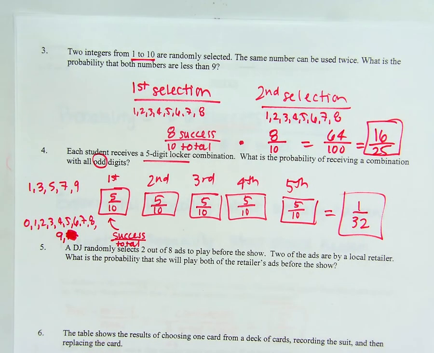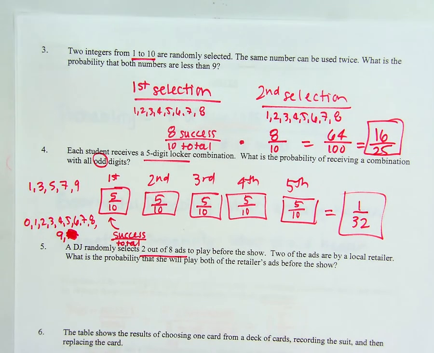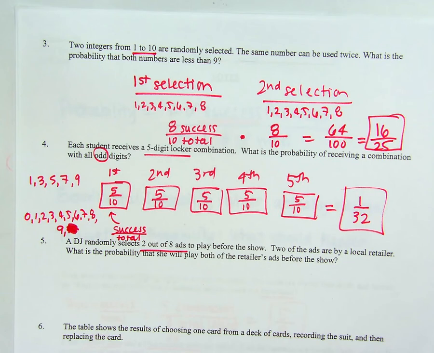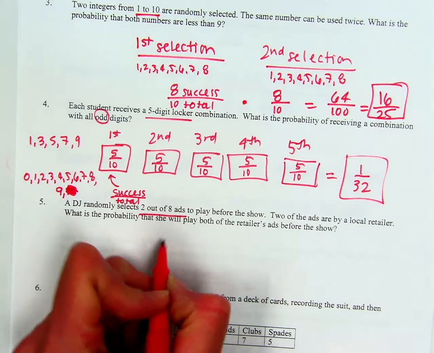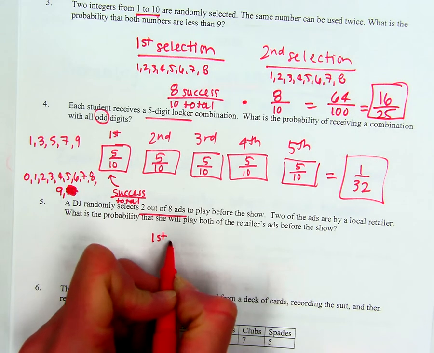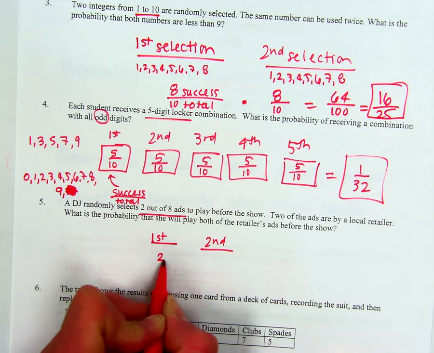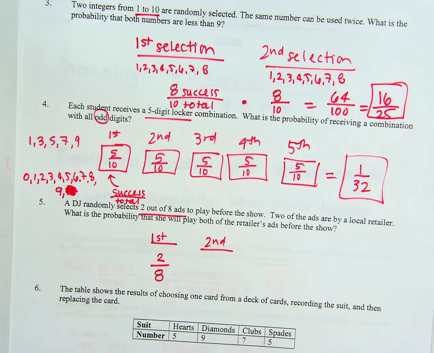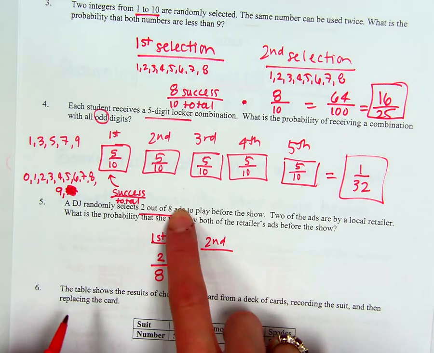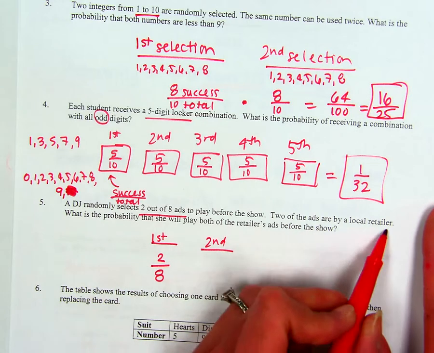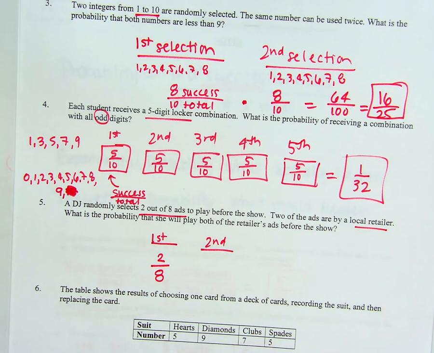All right, number 5. It says a DJ randomly selects 2 out of 8 ads to play before a show. 2 of the ads are by a local retailer. What's the probability that she will play both of the retailer's ads before the show? All right, so the first likelihood is 2 out of 8, right? 2 out of 8 are from this local retailer. All right, it says 2 of the ads are from the local retailer.